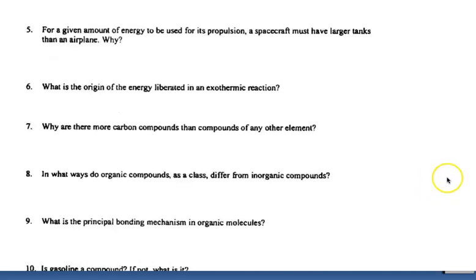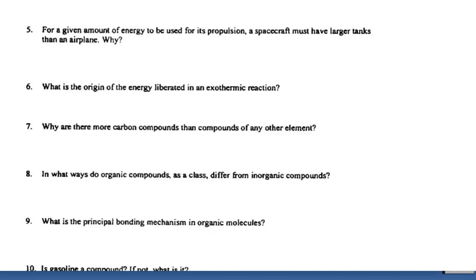Number five. For a given amount of energy to be used for its propulsion, a spacecraft must have larger tanks than an airplane. Why? As we stated, the spacecraft must carry its own oxidizer. And if that's going to be oxygen, the spacecraft must carry its fuel and the oxygen that it needs as an oxidizer. Whereas an airplane that stays in the atmosphere can extract oxygen directly from the atmosphere for its combustion processes.